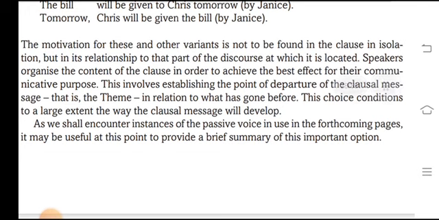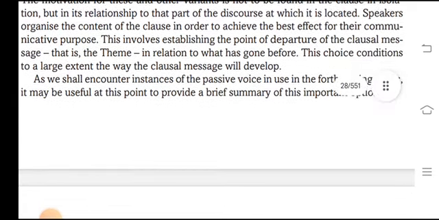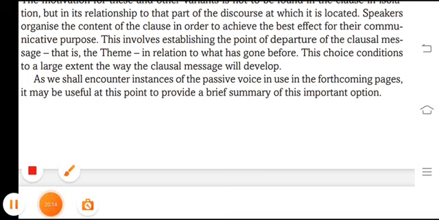The motivation for these other variants is not to be found in the clause in isolation, but in its relationship to that part of the discourse at which it is located. The speaker organizes the content of the clause in order to achieve the best effect for their communicative purpose. This involves establishing the point of departure of the clause message, that is the theme, in relation to what has gone before. This choice conditions to a large extent the way the clause's message will be developed.